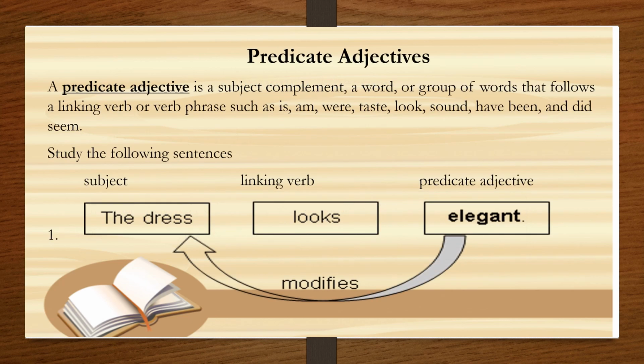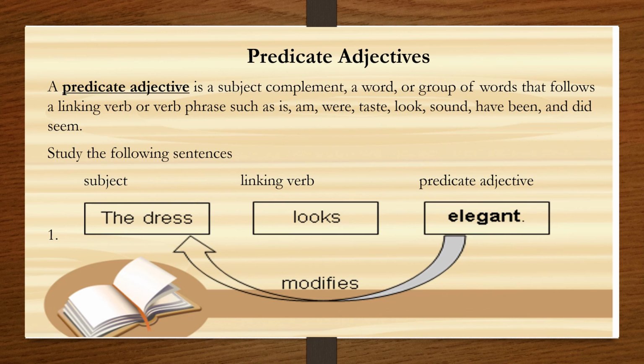Moreover, there are other adjectives that come after a linking verb and modify the subject of the linking verb. They are called predicate adjectives. A predicate adjective is a subject complement, a word or group of words that follows a linking verb or verb phrase such as is, am, were, taste, look, sound, have been, and did seem.